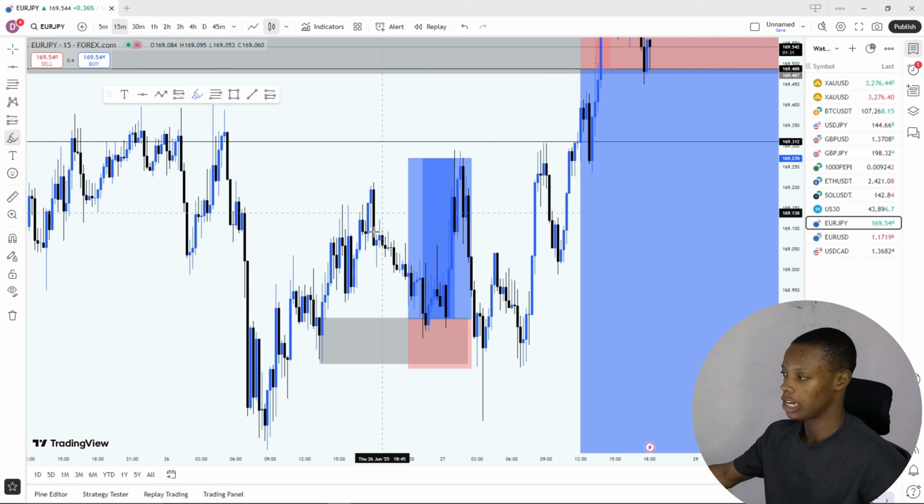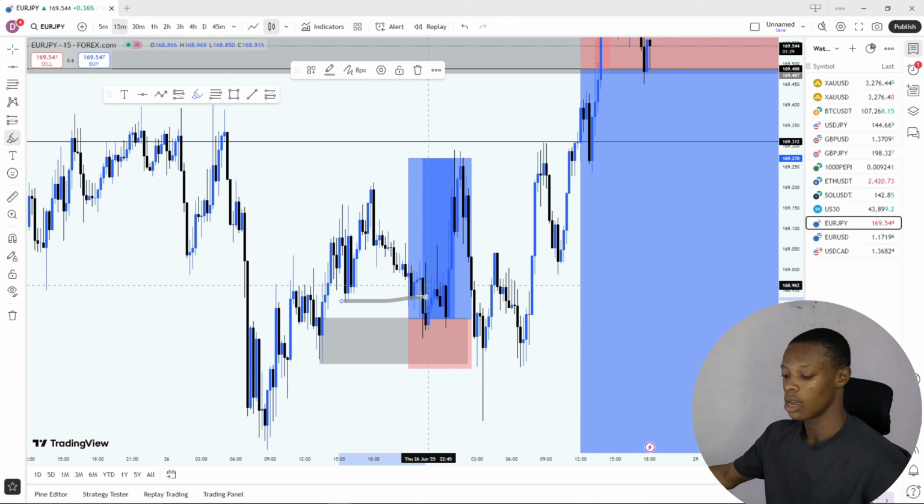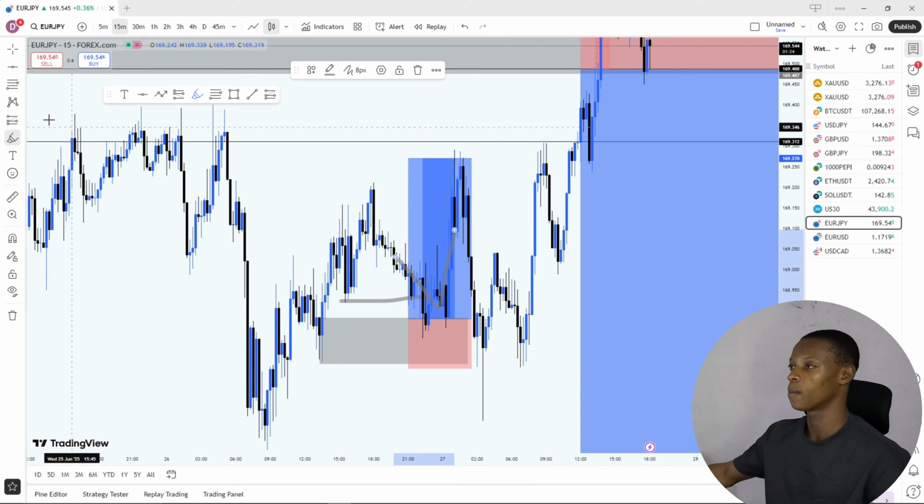Immediately, traders who are going to buy from here get stopped out. Money has been gotten into the market. Liquidity has been gotten. What happened? It started buying from here.